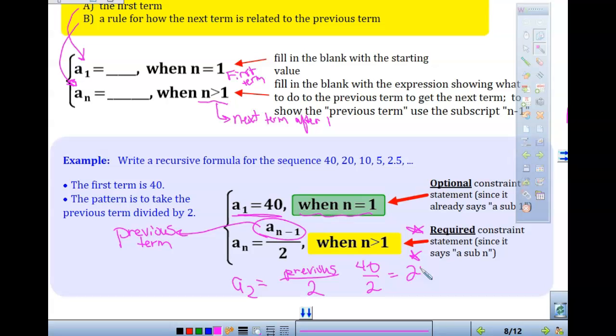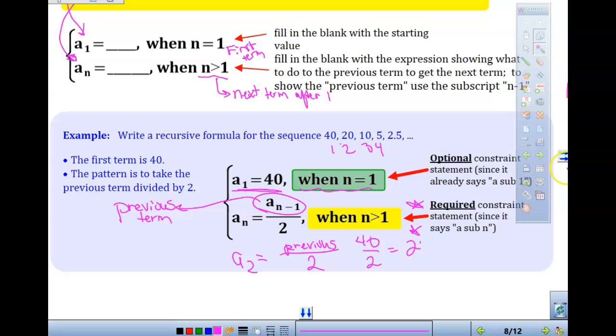What if I asked, what is the fourth term? This is my first, second, third, fourth. If I wanted the fourth term, and I asked, what's a sub 4? That means I take the previous one. The previous to the fourth is the third term. My third term is 10. The previous divided by 2. Did it give me the fourth term? Yes. The fourth term was 5.